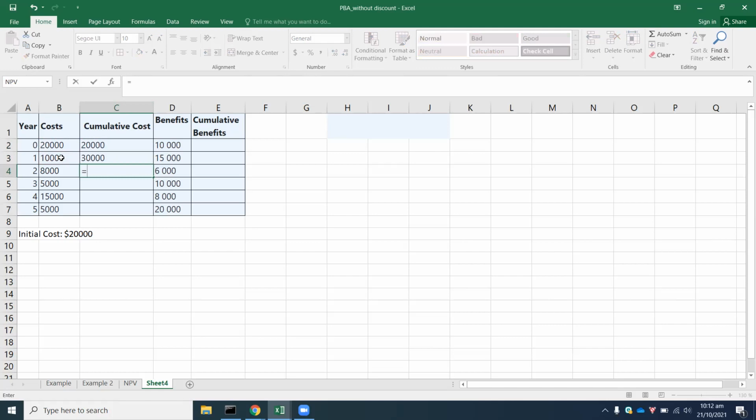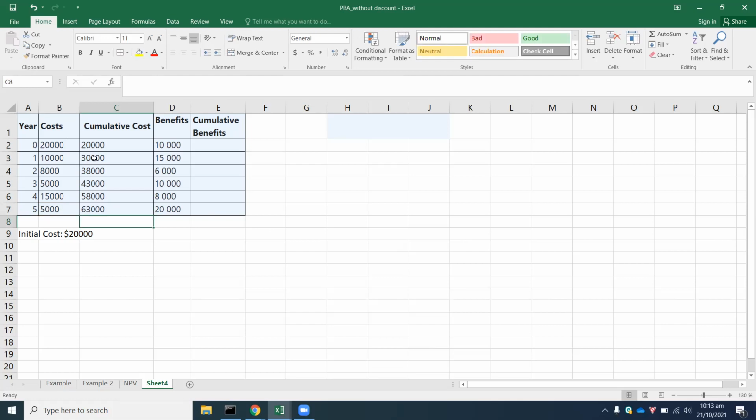To find the cumulative cost for year 2, we take the total cumulative cost for year 1 plus the cost for year 2, which gives you a total value of 38,000. Okay, works. Next up is year 3. You'll find the cumulative value for year 3 by adding the total cumulative cost for year 2 plus the cost of year 3, which gives you a value of 43,000. Next up, for year 4, total cumulative cost for year 3 plus cost for year 4 gives you 58,000. Next up, year 5, total cumulative cost for year 4 plus total costs for year 5, which is this, and that is your total cumulative cost.